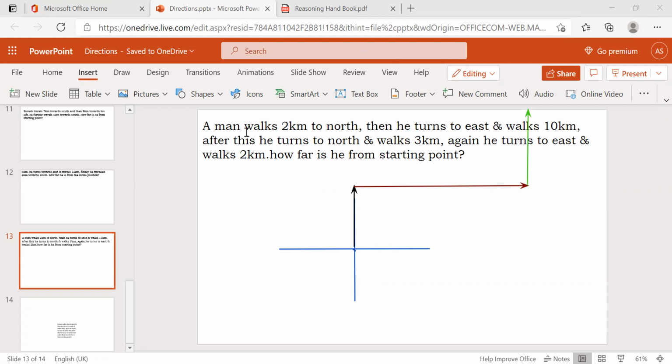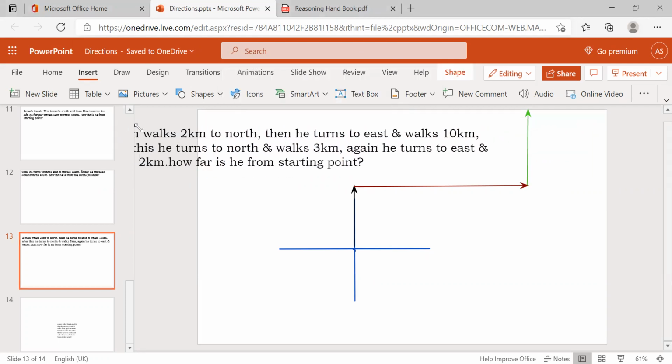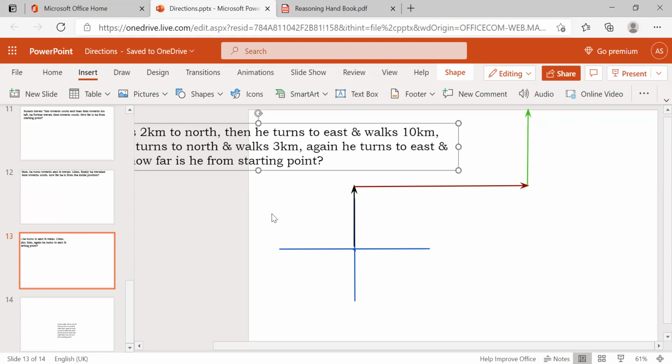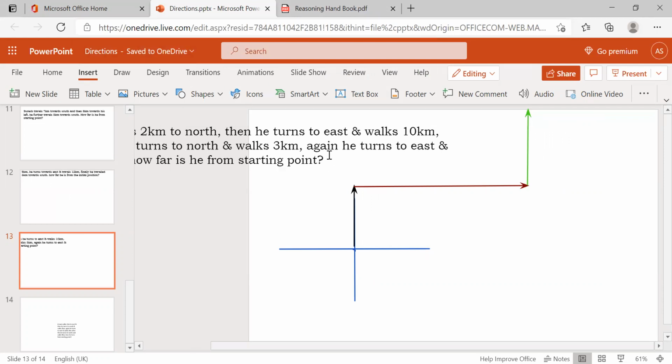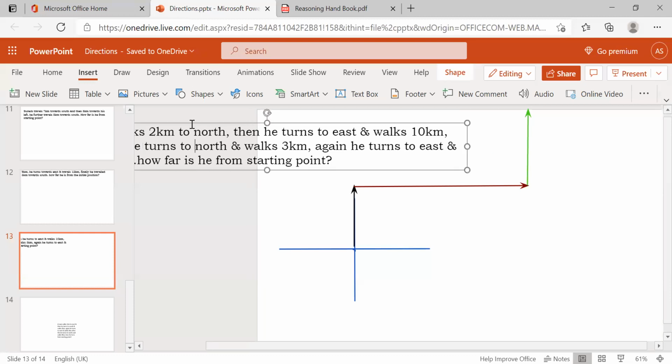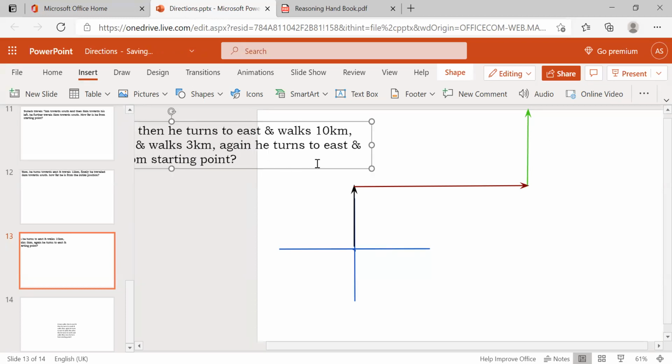Okay, I'll move this question first for better understanding. Now see, from here, 3 kilometers he walks. Again, he turns east and walks 2 kilometers towards east. Now, how far is he from this point? What is this asking? From this point, they're asking. So how are we going to find out? From here to here.